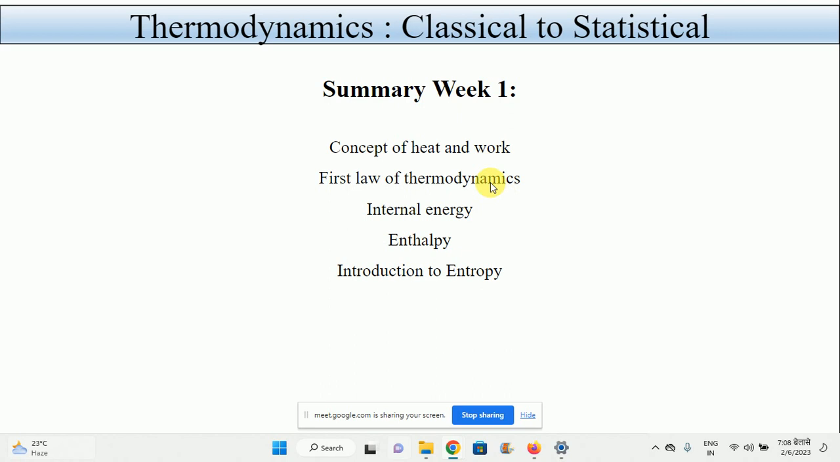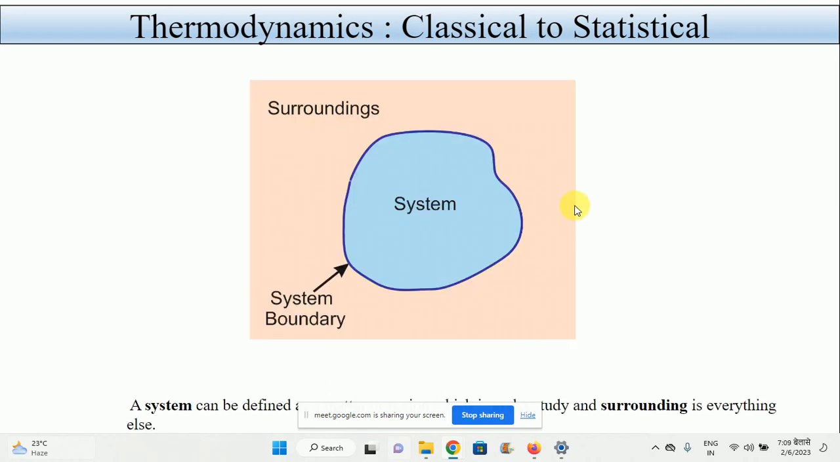So we will start with the concept of heat and work, first law of thermodynamics, internal energy, enthalpy, and introduction to entropy. These topics are discussed in week 1 in the tutorial. So we will first look into a summary of this, and then we will go into solving the questions and doubts. Sir has taught this already. I'll just quickly remind it.